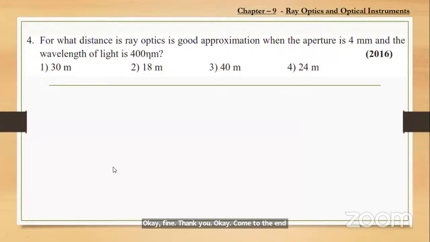Next one. For what distance is ray optics a good approximation when the aperture is 4 mm and the wavelength of light is 400 nanometer.